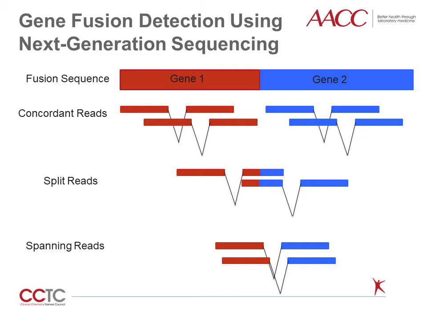Split reads are those that map across a fusion breakpoint. These reads may be lost when mapping to a reference. And spanning reads are those that have mate pairs mapping to two different genes, and the genes would be fusion partners. The detection of both spanning and split reads would indicate the presence of a gene fusion.